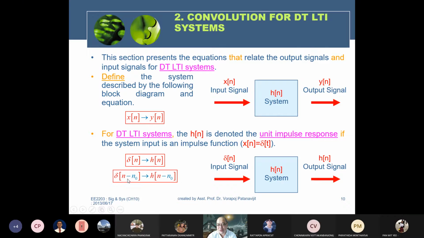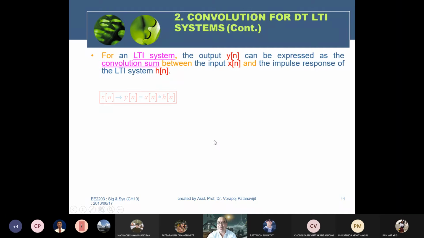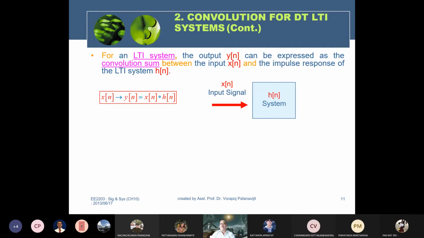And if you shift them by n0, the output will be shifted by that same time. Now for an LTI system, the output y[n] can be expressed as the convolution sum between the input x[n] and the impulse response of the LTI system, as shown here. Input is x[n], the system is h[n], output equals the convolution between x[n] and h[n].